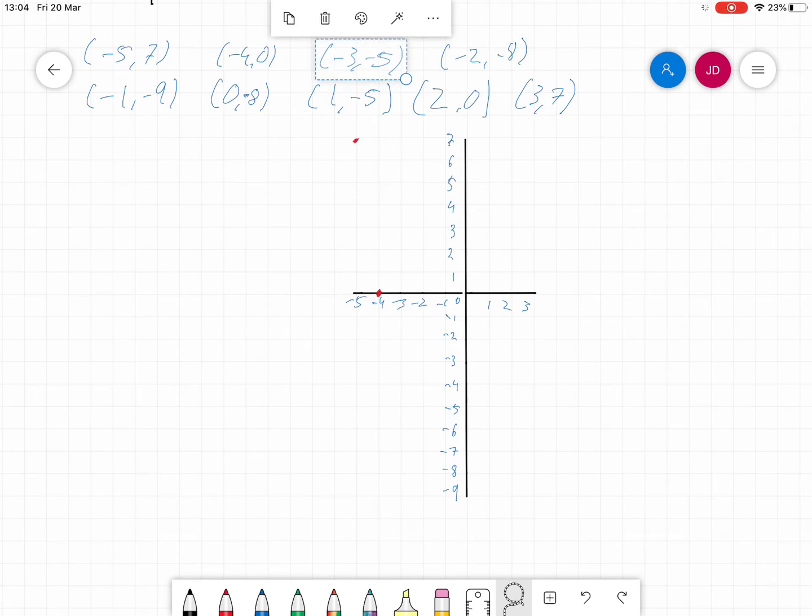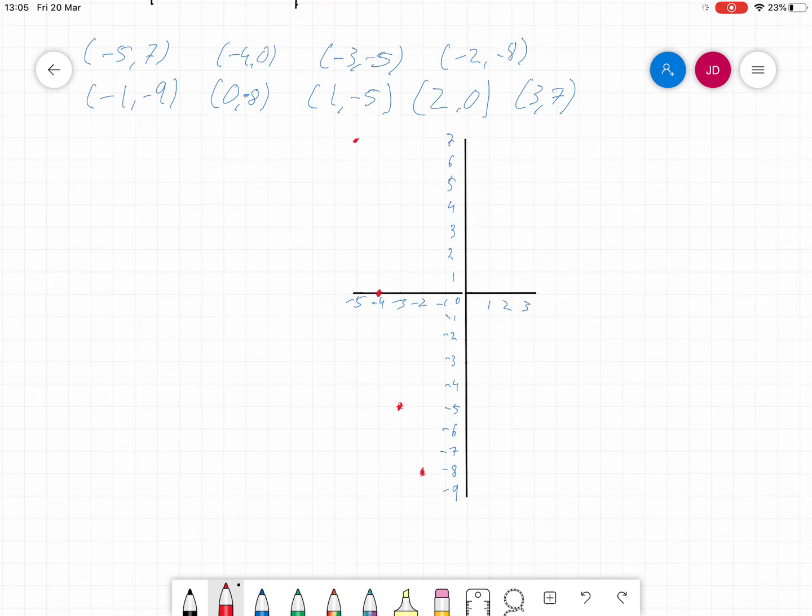Next point I have is -3, -5. So I go to -3 on my x-axis, which is here. I go to -5 on my y-axis, that's here. And here's the point where, ooh, wrong color. Here's the point where the two of them meet. Next point I have is -2, -8. So again, -2 on the x-axis, -8 on the y-axis, and where the two points meet, that's where I'm going to put my little dot.